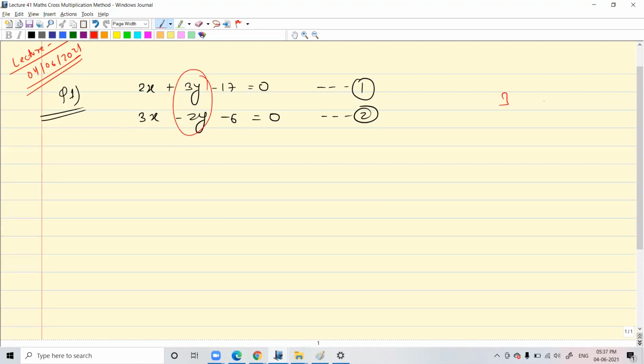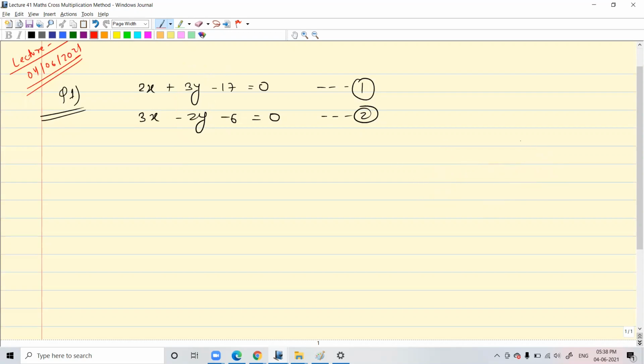So 3 and 2, they're prime numbers, no? So they don't have any common factors. Whenever you have prime numbers like this, the LCM of these two numbers will be the number which we want to make them equal to. Just like when we used to solve problems like addition or subtraction of fractions, we used to make the denominator same, right? Let's say 2 by 3 and 5 by 2. Here we have 3 and 2 as denominators. We want to make them same. So what we used to do, we used to take the LCM of the two, right? Yeah, so same thing you have to do here.